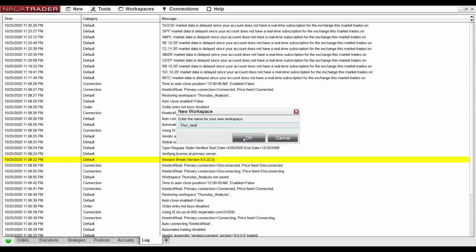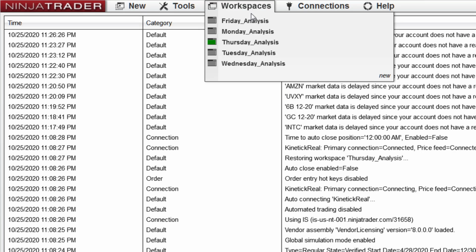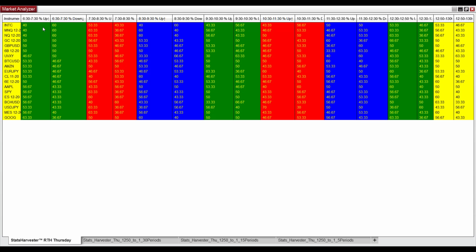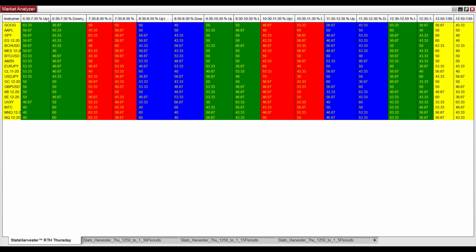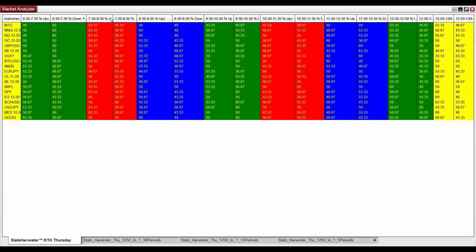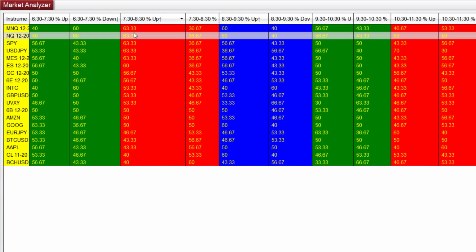So anytime I want to use these templates, which are built using Stats Harvester inputs, I just open the next day's workspace and everything is ready for me. This way, I can get my trading research homework for the next trading day done in less than 30 minutes. In essence, all of the heavy lifting is already done for you via the Stats Harvester indicator. You simply go through each column and pick the instruments you would potentially want to trade the next day.